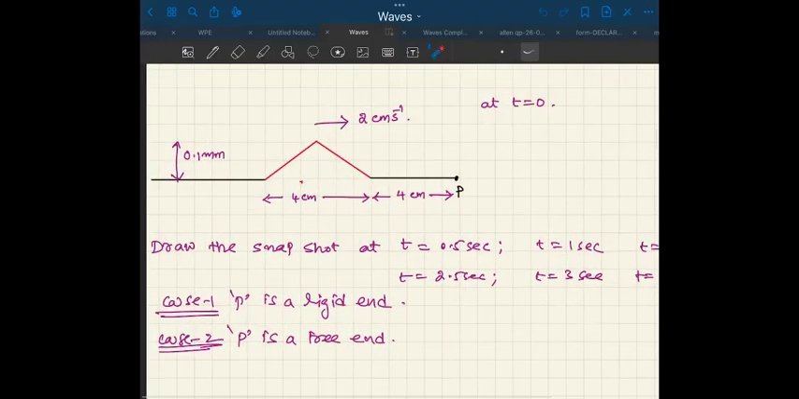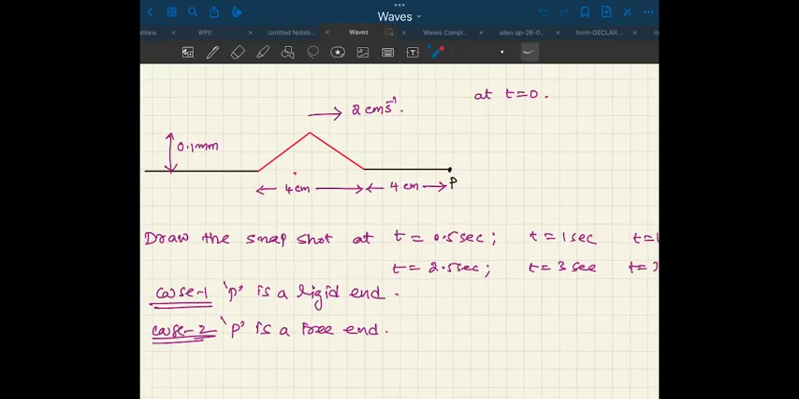You take a case like this here. Is this model covered? Right. The amplitude is 0.1 mm, 4 centimeter, 2 centimeter per second. And that pulse is 4 centimeter from a point P. No idea about what is P. Now you take first case, P is a rigid boundary. You take the second case, P is a free end. Now we will work on this.